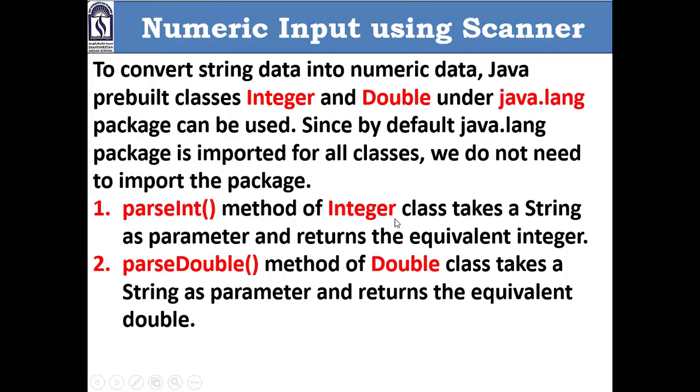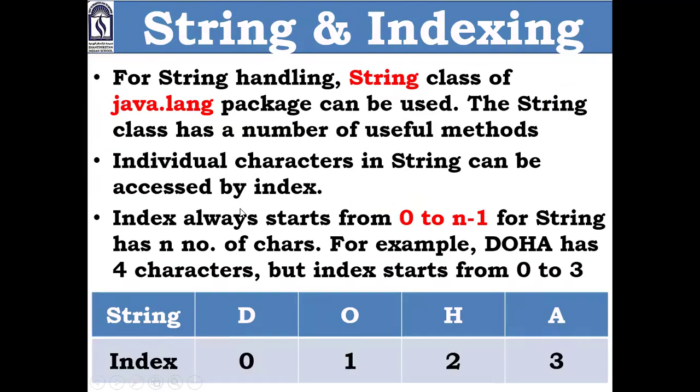parseInt is a method of the Integer class. It takes a string as a parameter and returns its equivalent integer. Whatever input we get through the Scanner class is in string form. That string needs to be converted into an integer. That is why parseInt is used. Good. Then we can proceed to the String class.